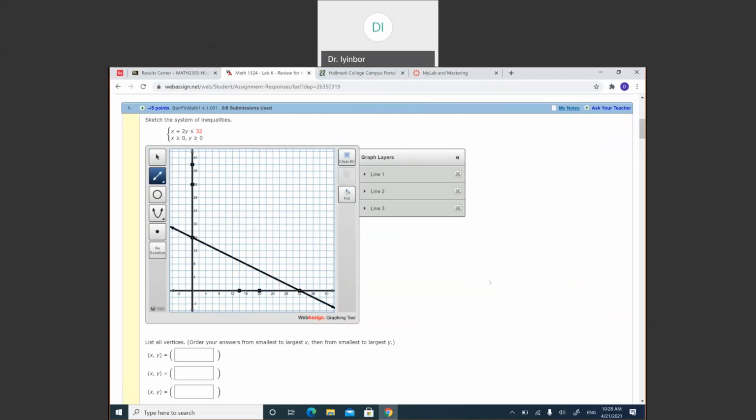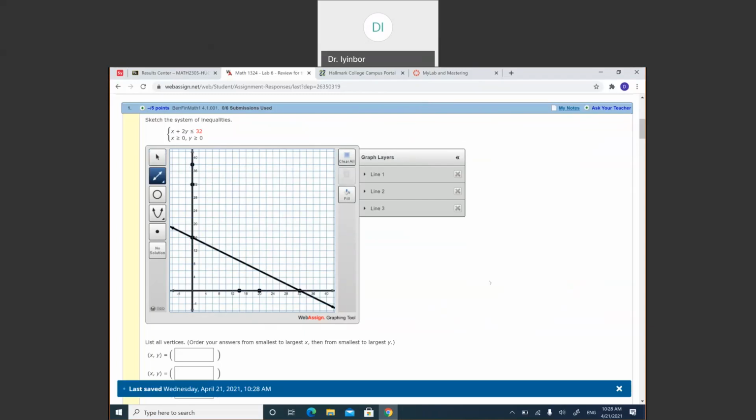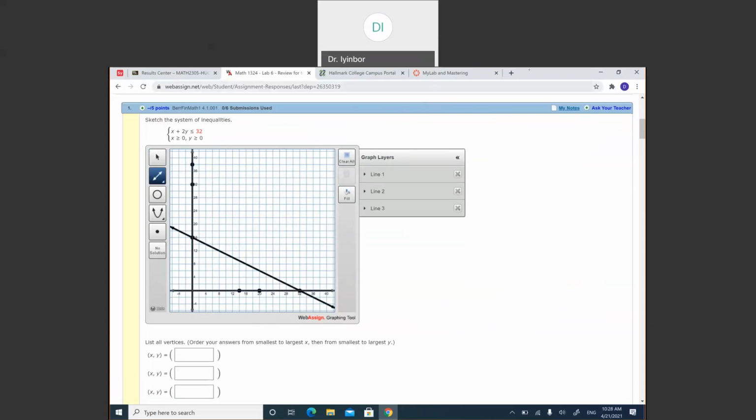So on your graph, you should have those 3 black lines. The x-axis is black, the y-axis is black, and also the line we graphed. Now also on the side here, let me explain. Over here, you see line 1, line 2, line 3. You should have only those, nothing else. No points, okay? Just lines, line 1, line 2, line 3. That's all you need.